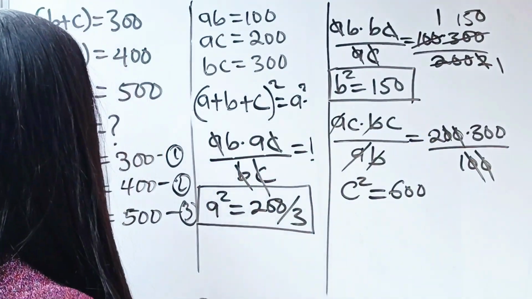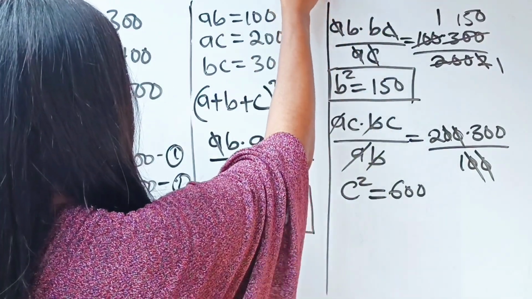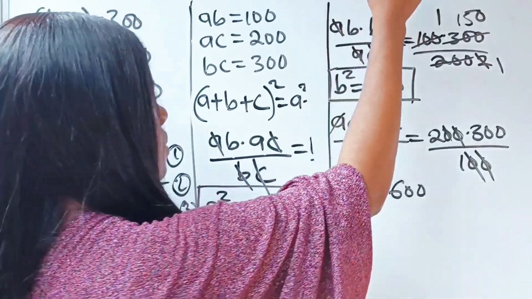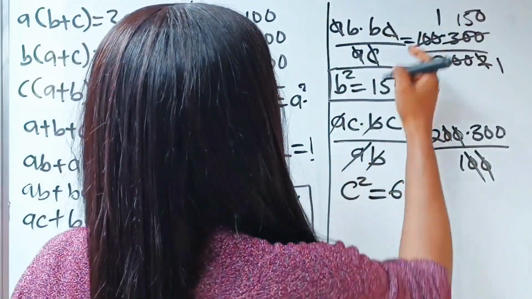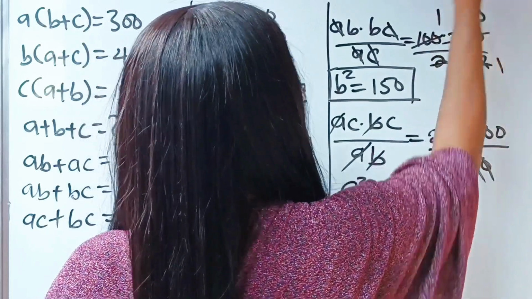So as usual, let me write it somewhere, then I'll transfer it. So A squared is 200 over 3, B squared is 150, and C squared is 600.